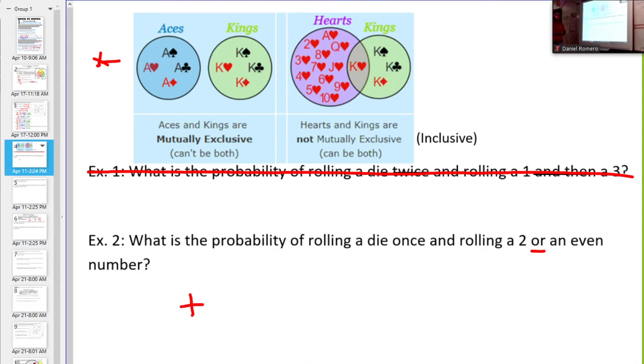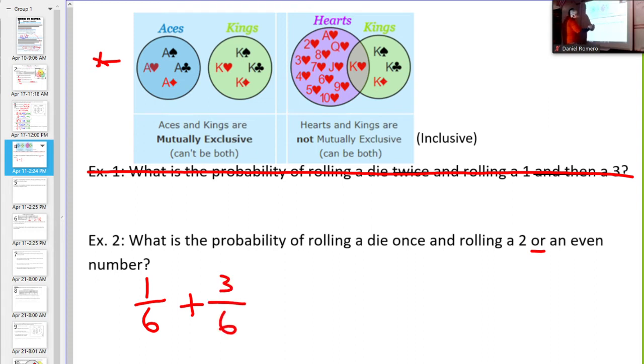How many faces of the die have a 2 on it? 1 out of how many faces in total? Plus, let's look at the second event, even number. How many even numbers are on a die? 2, 4, 6. There's 3 of them.